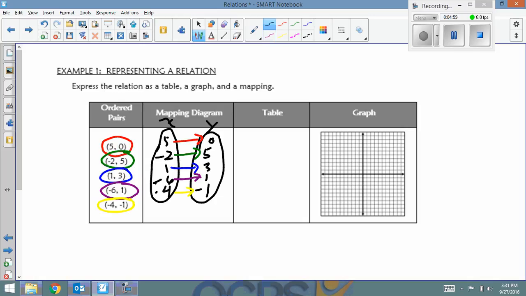Then we do the same thing to make a table, an x-y chart, and again, number your x's in that order, and then you put your y's right next to them.